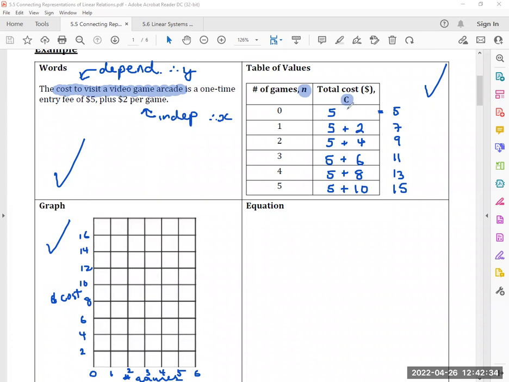If I play 0 games, I still pay $5. If I play 1 game, it is $7. If I play 2, that's $9, then 11, then 13. The beauty of a graph is that visually we see a pattern. I don't have to even count. I know exactly where the dot is. Yes?